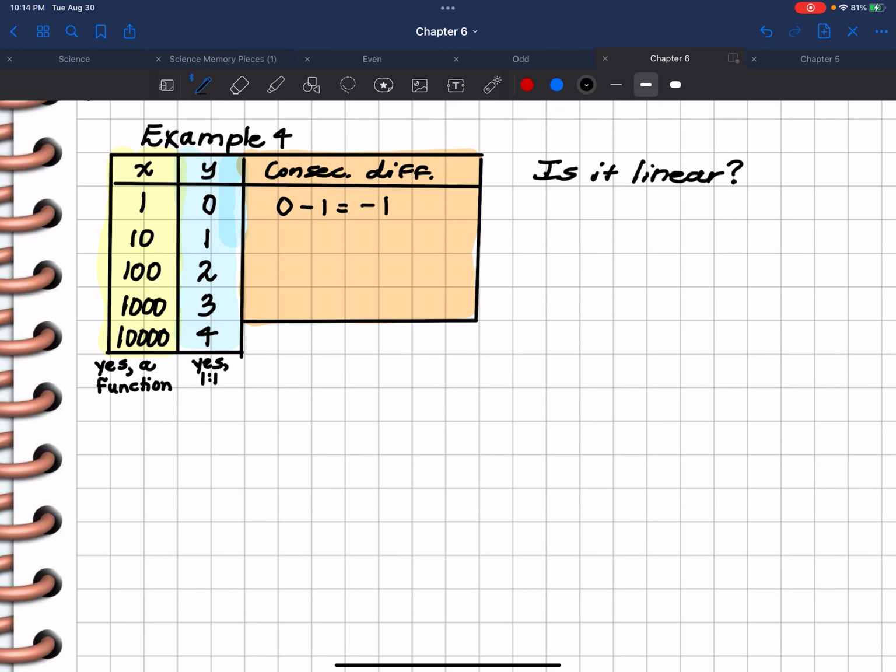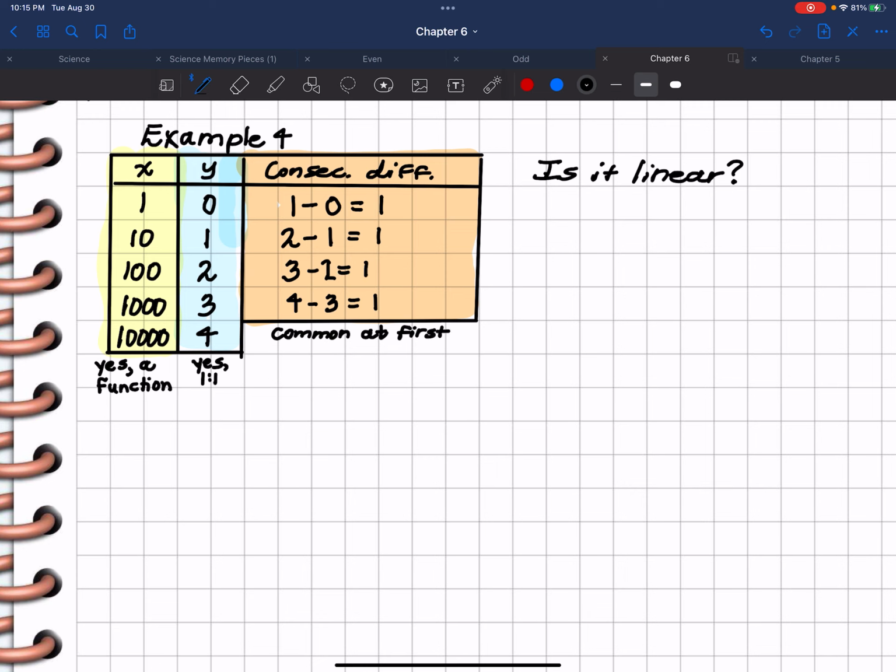What am I doing? Sorry, guys. How about a 1 minus a 0? That's a 1. And then a 2 minus a 1 is a 1. And a 3 minus a 1 is not what I need. It's 3 minus 2. That's 1. And 4 minus 3 is 1. So it is common at the first degree.